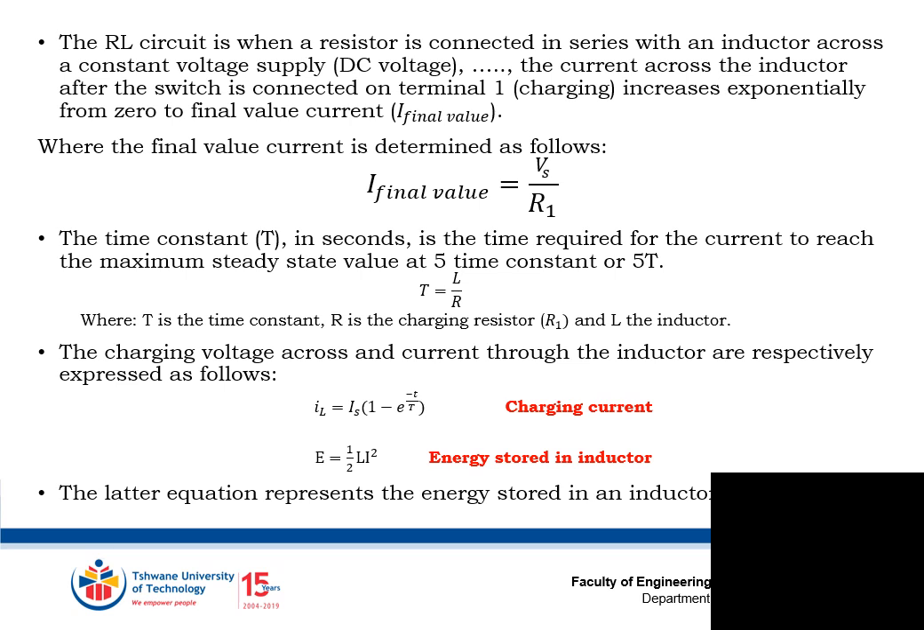Tau is equals to L over R, where tau is the time constant, R is the charging resistor, and L is the inductor. The charging voltage and the current through the inductor are respectively expressed as follows. IL is equals to I final open bracket 1 minus e to the power minus t over tau. That's the charging current. The energy stored in the inductor is equals to half L i squared. The latter equation represents the energy stored in the inductor.